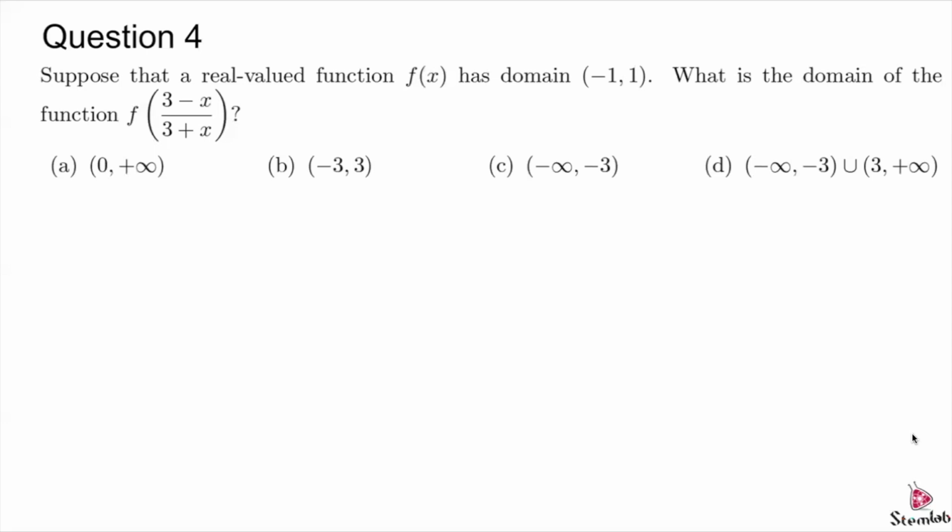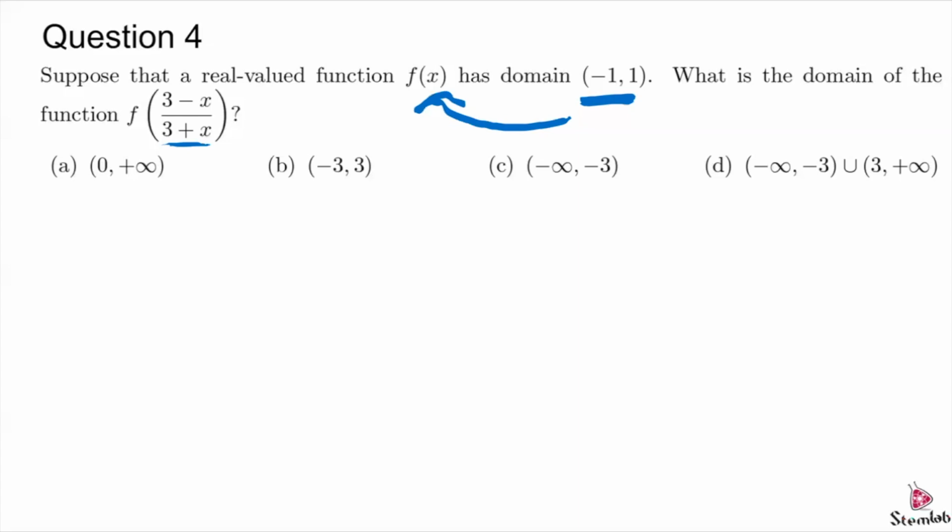Question 4 asks, suppose that the real valued function f of x has domain from -1 to 1. What is the domain of the function f of (-3 minus x) all over (3 plus x)? Okay, so here, the domain being restricted to -1 to 1 means that anything that you put in the input of the function has to be restricted to -1 to 1. So this expression here is also restricted between -1 and 1.